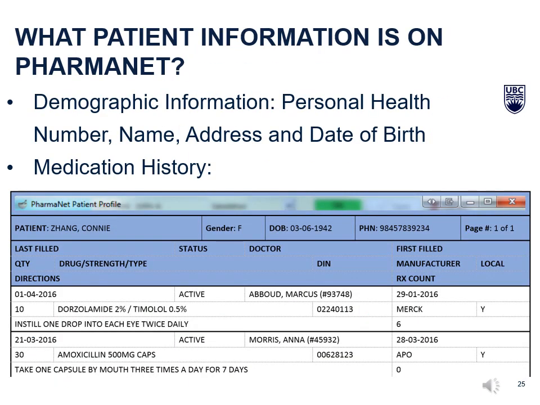So what patient information can be found on PharmaNet? You can find a patient's demographic information, their personal health number, their name, address, and date of birth. You'll also find their medication history. So below is a screenshot of a typical PharmaNet medication entry. The information may be displayed differently depending on your vendor software. In this entry, you'll see the date the medication was filled, the prescriber, the quantity that was filled, the drug, the strength, the drug identification number, or the DIN, and the directions for use.